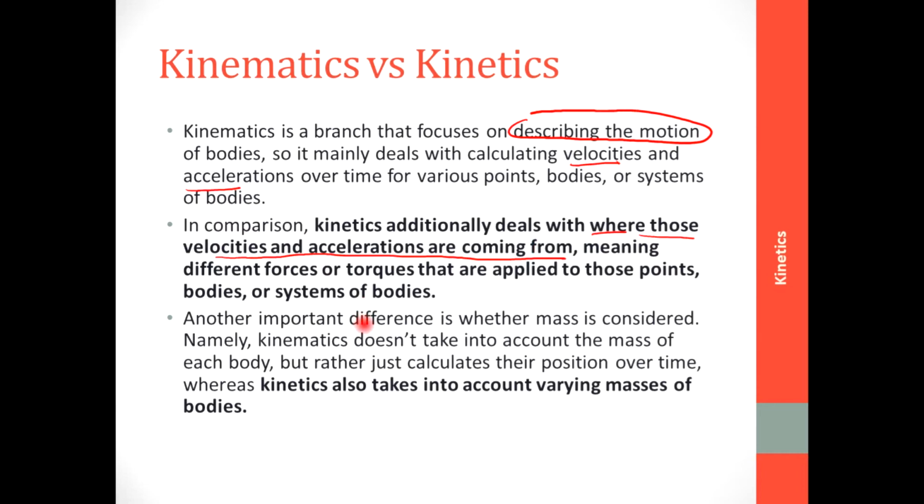Okay, so for example, you have a car, and this car moves with a velocity of 10 meters per second. For kinematics, it only considers the velocity, the start and end points, and acceleration. But for kinetics, it deals with where those velocity and acceleration are coming from. So this one has a velocity of 10 meters per second, and we have A. It comes from this car, and this car has M, so the mass is considered.